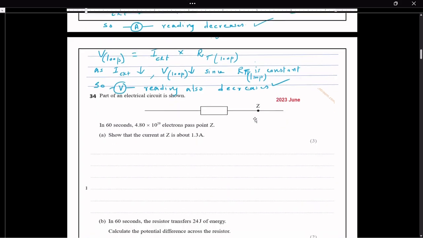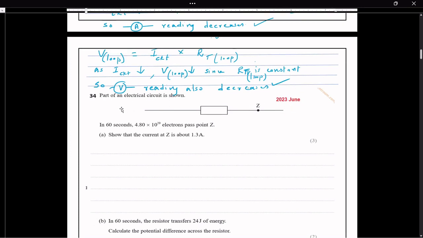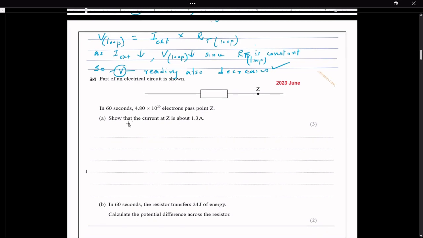Now let's move on to the next question, question number 34. It's 23 June. Part of an electrical circuit is shown here. In 60 seconds, these many electrons are passing through point Z. Show that the current at Z is about 1.3 A.